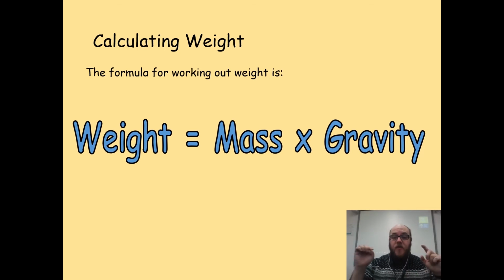Anyway, the formula that you need to work out weight is this. Weight equals mass times gravity. W equals m times g. And that's not hard to remember because, like all equations with just three things, you can use an equation triangle. I'm not going to show you the equation triangle because I don't like teaching them. But if you need to, you can work out how to do that.